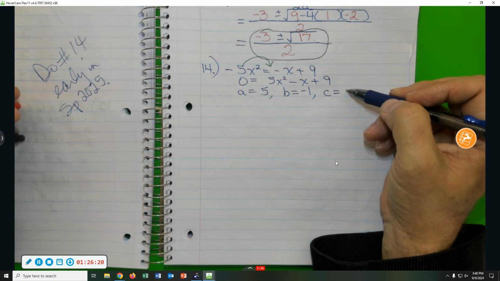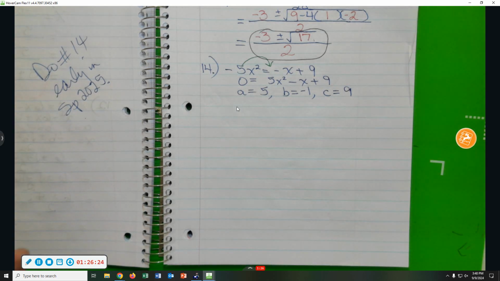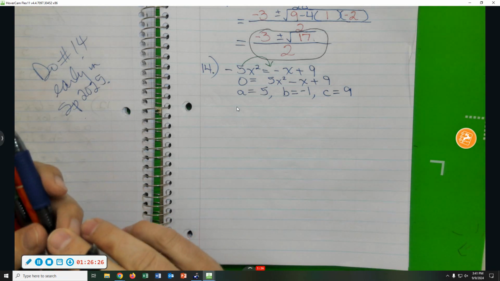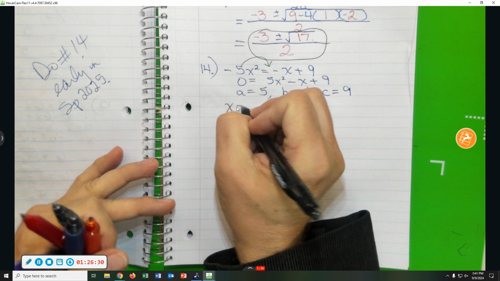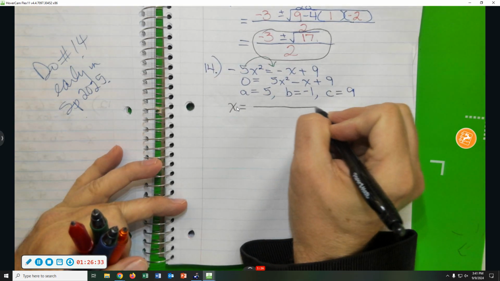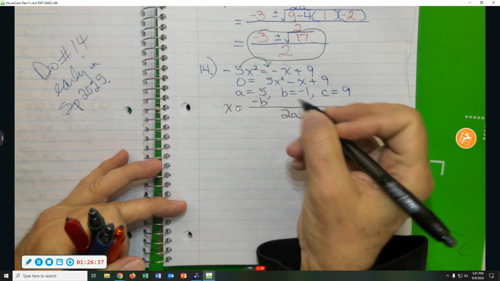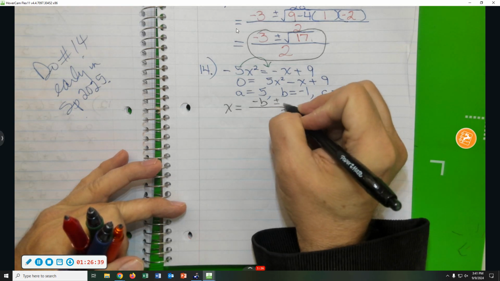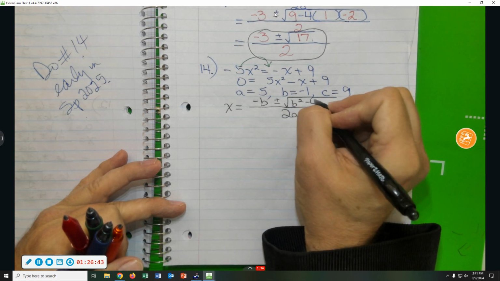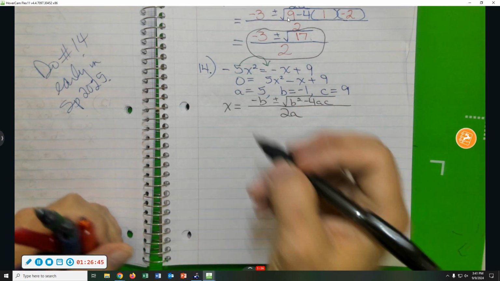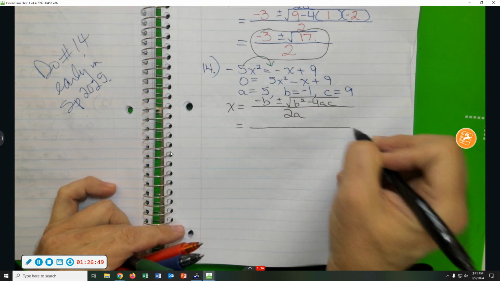c is 9. Now, I bet you that part of this you've already memorized. The first part is what? Negative b. And what's in the bottom? 2a. So you already have that part memorized. Plus or minus the square root of b squared minus 4ac. That person couldn't rewrite that formula every time he did an example.